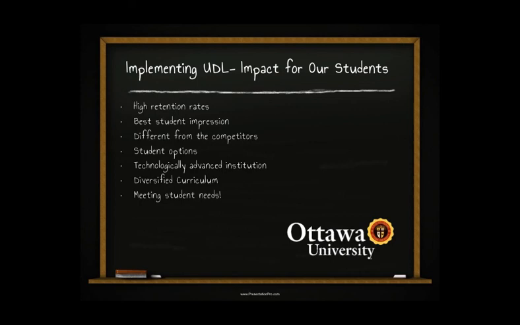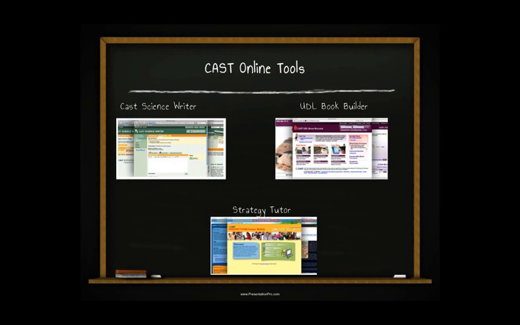As we wrap up, let's take a look at some of the tools the CAST website has available. While most of these tools are geared toward K-12 instruction, we can adapt the inherent backbone of these tools to suit our needs in higher education. The UDL Book Builder is a free online tool that enables educators to develop their own digital books to support reading instruction. We can accomplish this by building custom e-text when creating our courses.